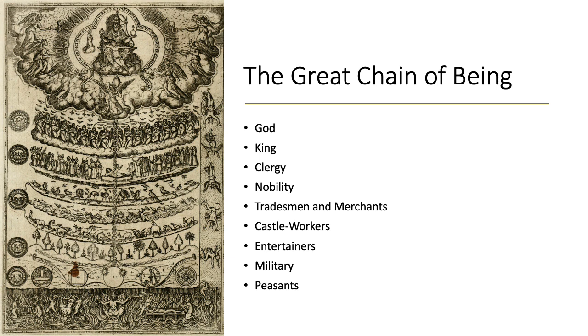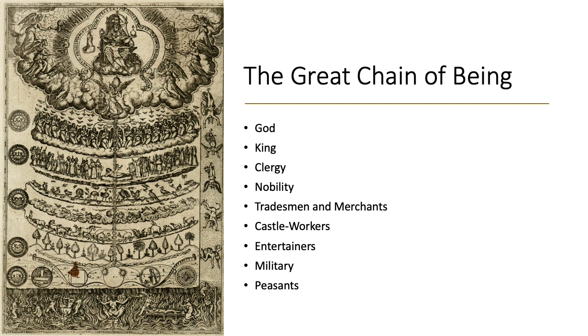You may have studied the great chain of being in your history lessons. If you haven't, in the medieval period, people believed that there was an order, a hierarchy to society and to being in general. So at the very top, you had God, and then underneath God, you had the king, the clergy, the nobility. Then you had what we would call the middle classes, but would have been the working classes at this period, so tradesmen and merchants. Then you had castle workers, entertainers, the military, and then at the bottom, peasants.